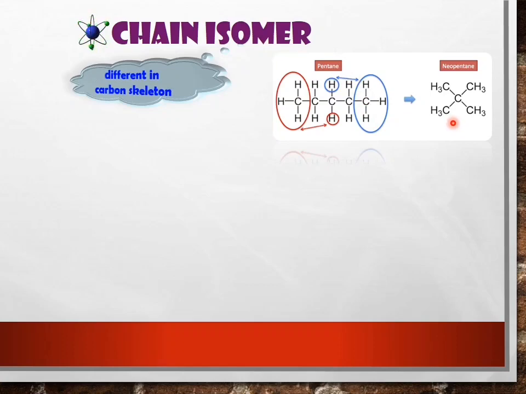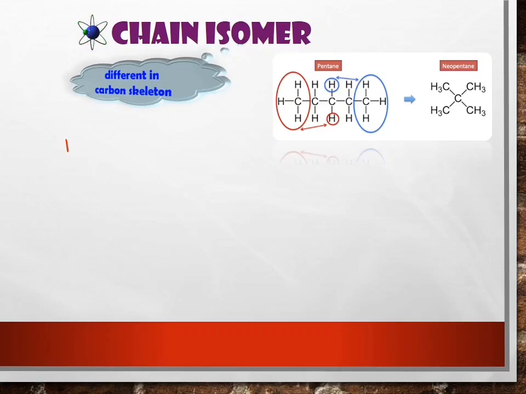neopentane. But if you calculate the number of carbon and hydrogen, the number of carbon is still the same. Look here, still 5 carbon, and the total hydrogen here is also 12 hydrogen. So this is isomer. This pairing we call chain isomer. Understand, guys? Okay, now I will show you another example of chain isomer. You can refer to your lecture note.